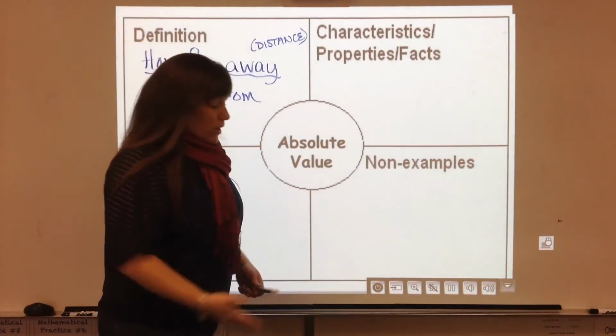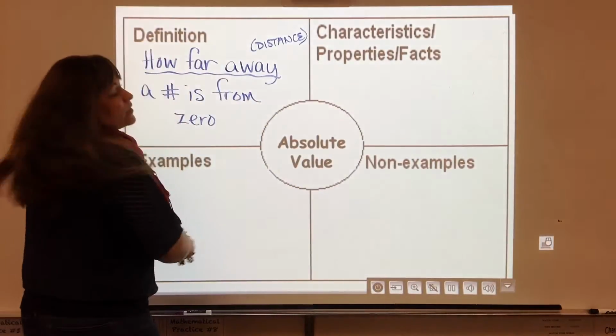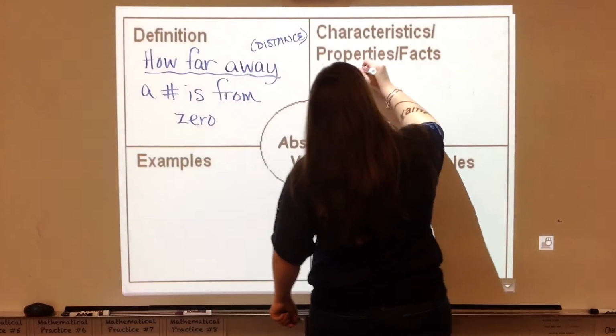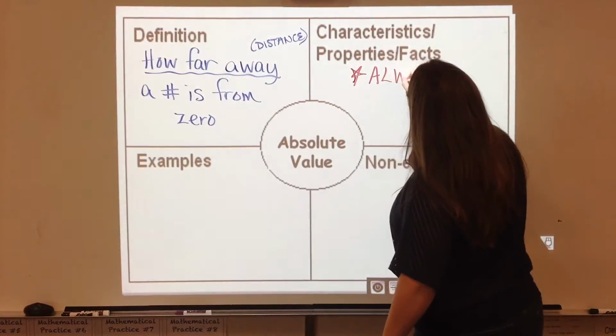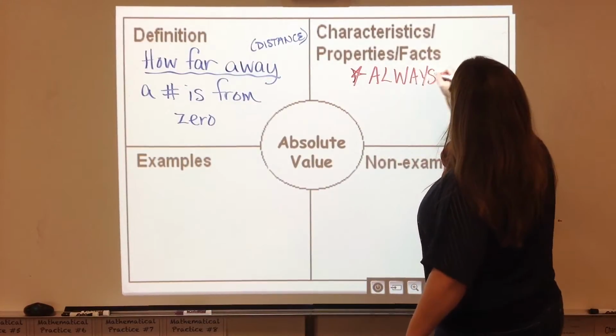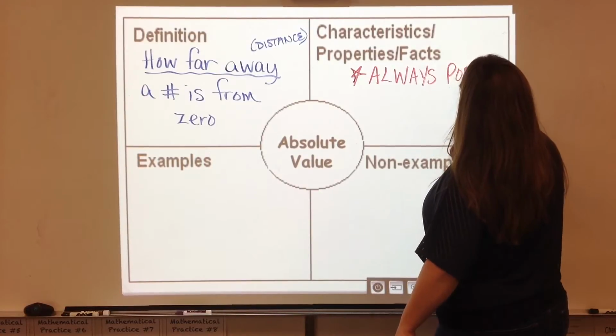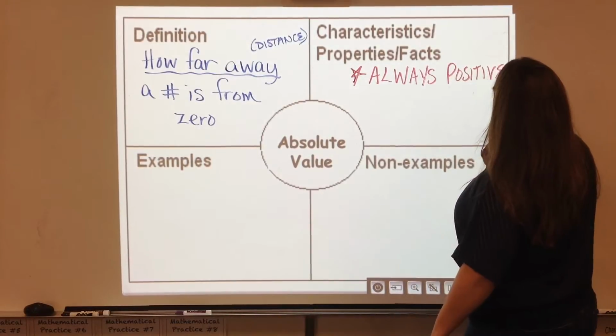What does it look like? Well, when I was talking about distance, I mentioned that distance is always positive. So when we're talking about absolute value, our answers are always going to be positive.